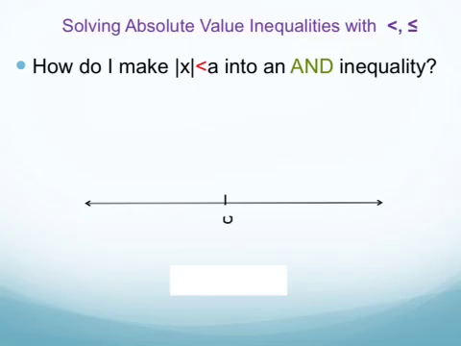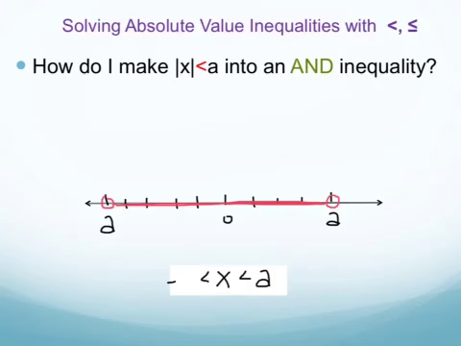Well, let's go ahead and look at the graph again. So I'm just some distance a away from 0. Okay, a can represent anything. Since I have only a less than sign, I'm just going to have an open circle there. And I want to be less than a away from 0. So that includes all these values as well as these values. So we talked about how this looks like an AND inequality. So if I was going straight from the graph to the inequality, I would say x is literally between a and negative a.